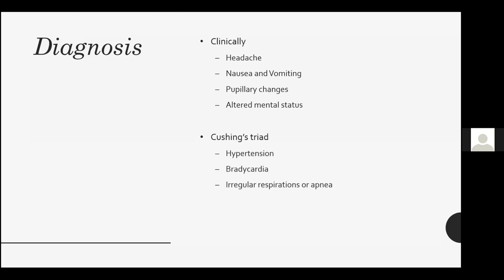Cushing triad is a combination of hypertension, bradycardia, and irregular respiration or apnea. Clinically, it's very difficult to see these three signs in a single patient. So it's difficult to get all three things in one patient.